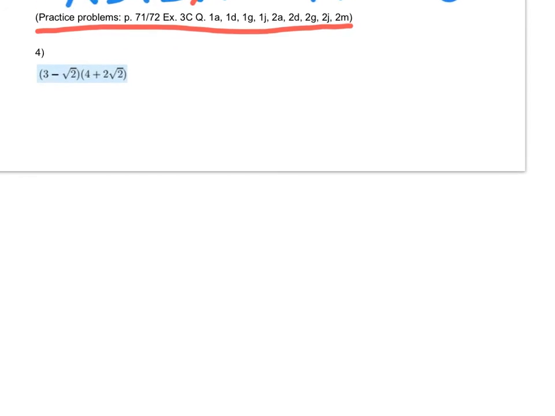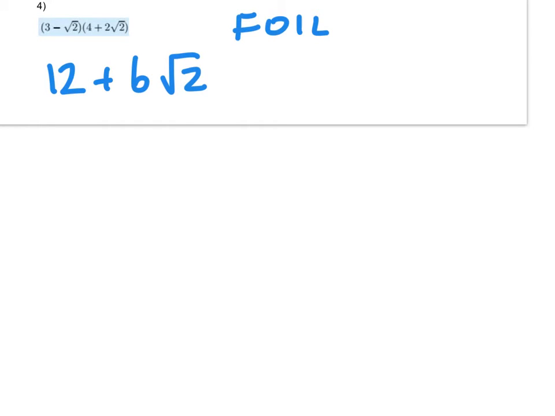Now here's the next one, look. So in this case, we're going to use FOIL because it's a binomial by a binomial. Okay? So you multiply the two first expressions, 3 by 4, 12. You multiply the outer expression, so that's 3 by 2 root 2, 6 root 2. Okay? Remember that 3 does not multiply into the radical. Then we multiply the inner ones, which is minus root 2 by 4, so that gives you minus 4 root 2. And then we multiply the minus root 2 by 2 root 2. Okay, so it's a negative, because it's a negative by a positive, 2 root 4. Okay?